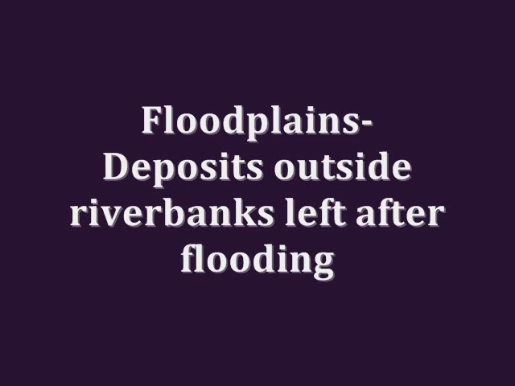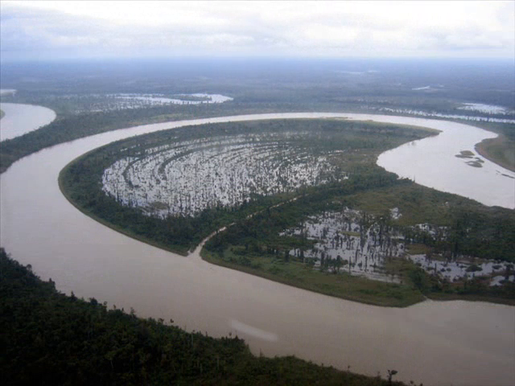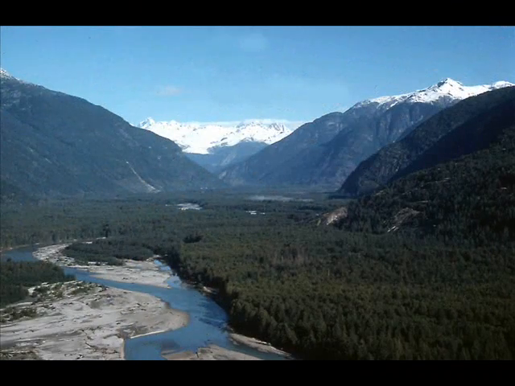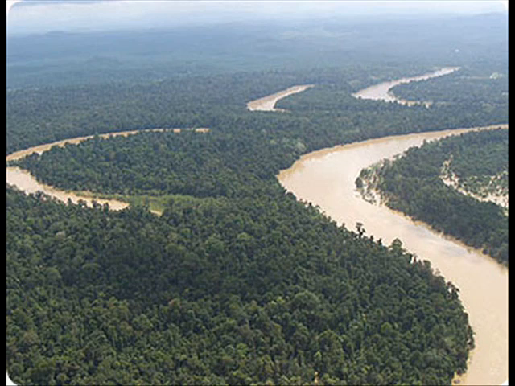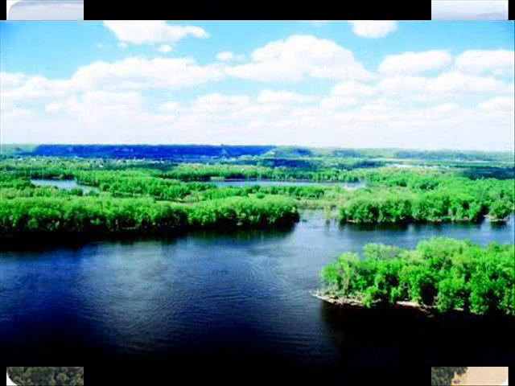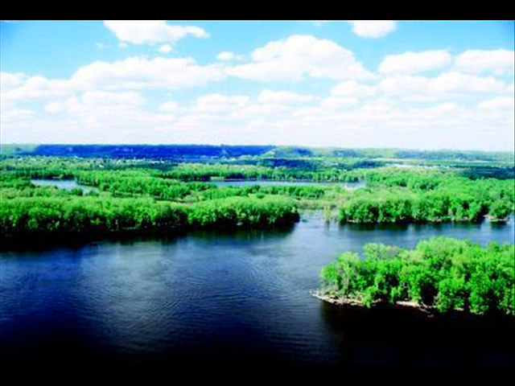Floodplains are the next example of deposition, and these are deposits outside riverbanks left after flooding. In these pictures, there are rivers that are in low-lying areas which flood often. Sediment is left outside the riverbank after the flood.